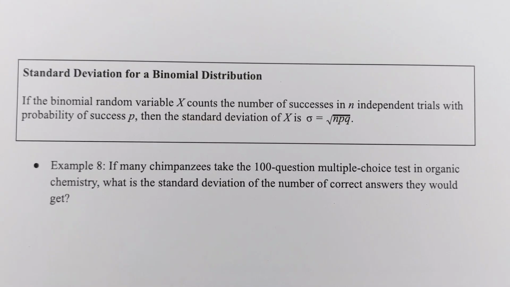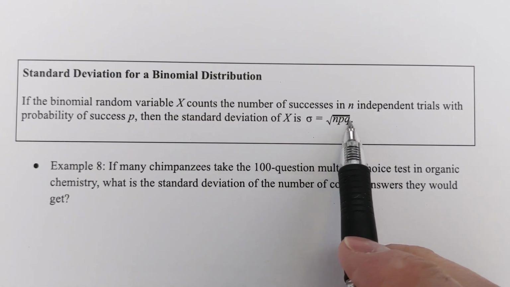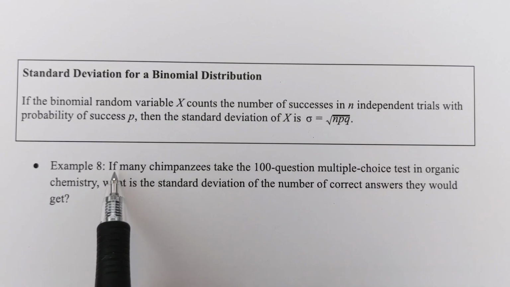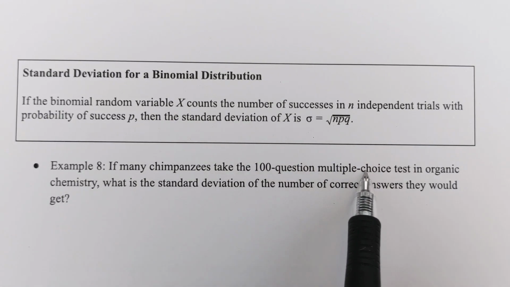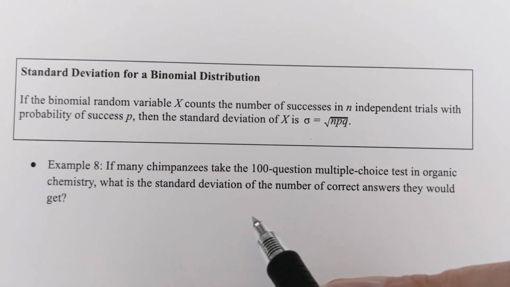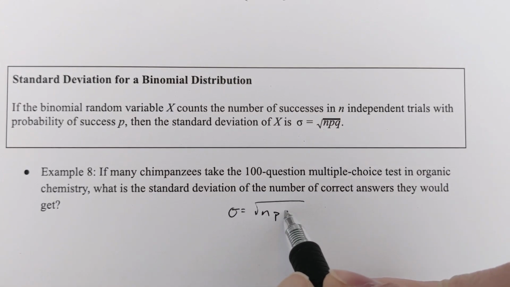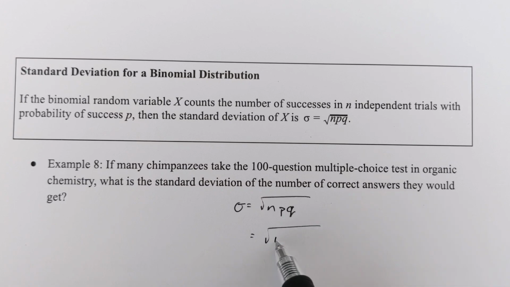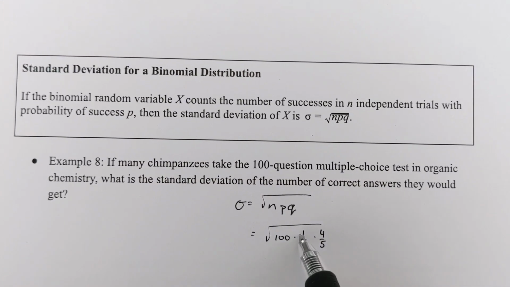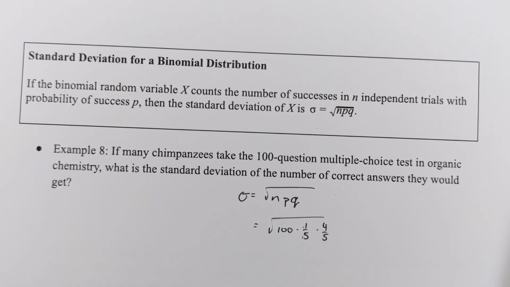Okay, standard deviation is given by this formula, square root of npq, where q is the failure rate. If many chimpanzees take the 100 question multiple choice test in organic chemistry, what's the standard deviation? Well, sigma is the square root of npq. So that's the square root of 100 times 1/5 times 4/5, because if you're right 1/5 of the time, you're wrong 4/5 of the time. So 100 times 1/5 times 4/5 is 16. So the standard deviation is 4.